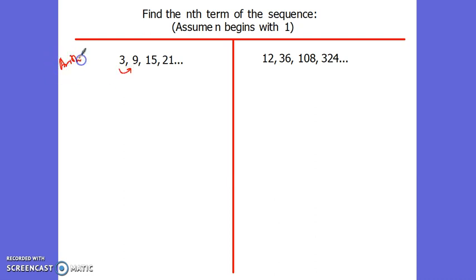Again, not what this video covers, but more than likely, if you're looking to learn about geometric sequences, you've probably already learned about arithmetic ones. Arithmetic sequences have a common difference between numbers. So notice we're adding 6 each time.